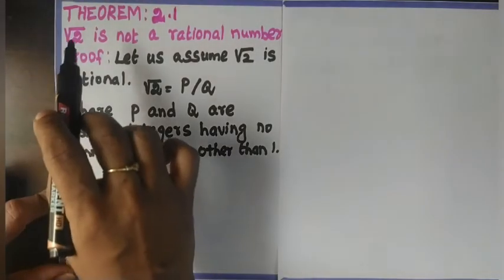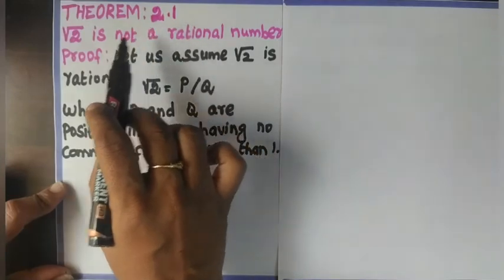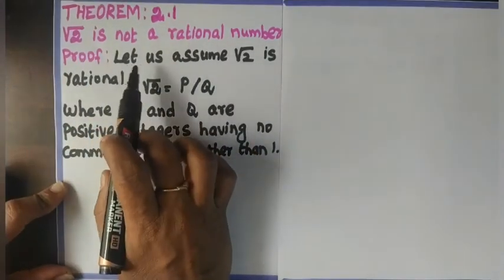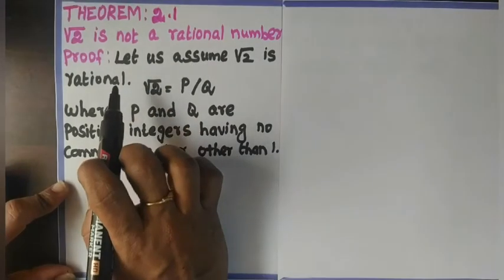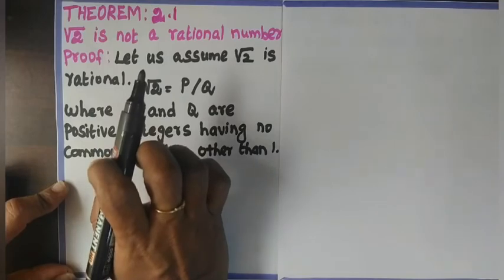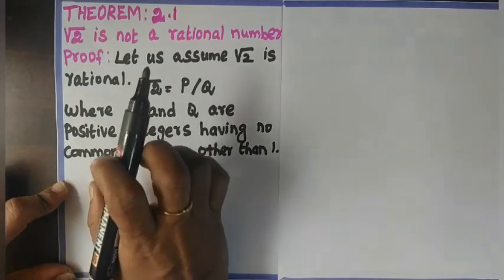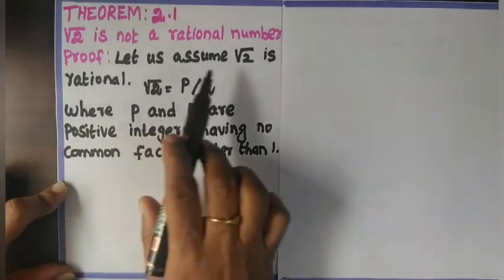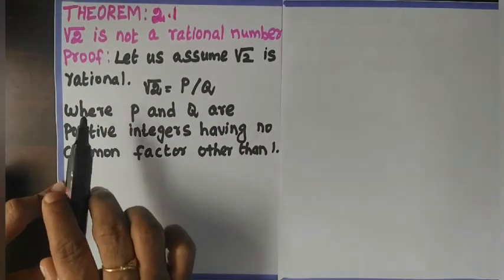Now we are going to see theorem 2.1. Root 2 is not a rational number. Let us assume root 2 is rational. Here we are going to use the contradiction method. We have to prove root 2 is an irrational number, but we have assumed root 2 is a rational number.